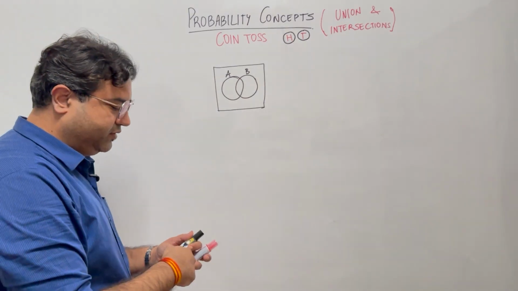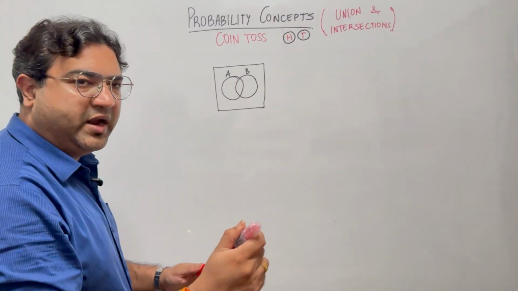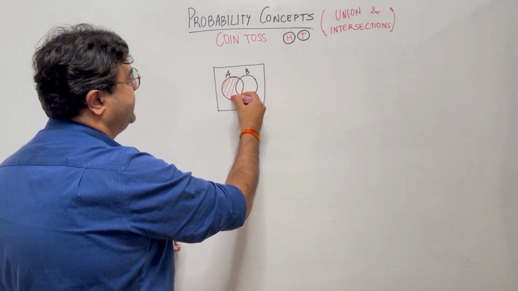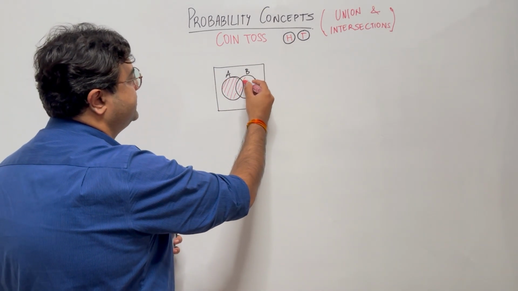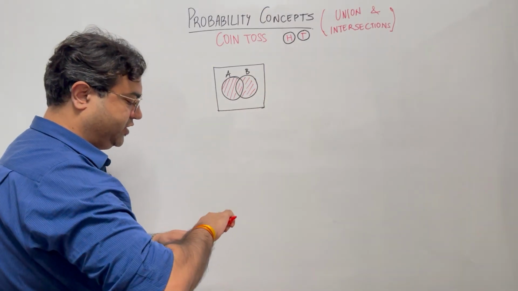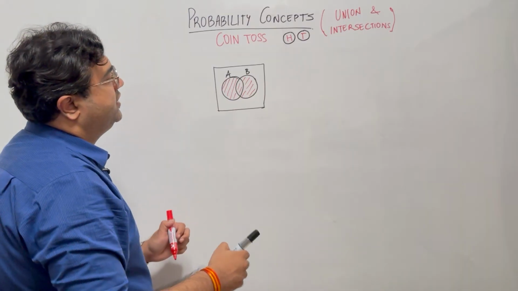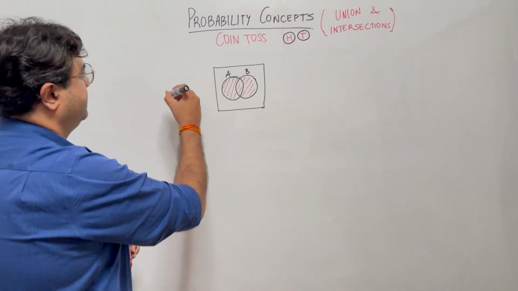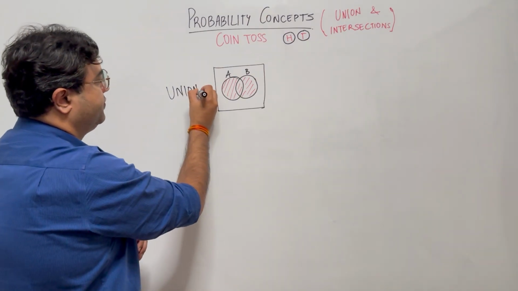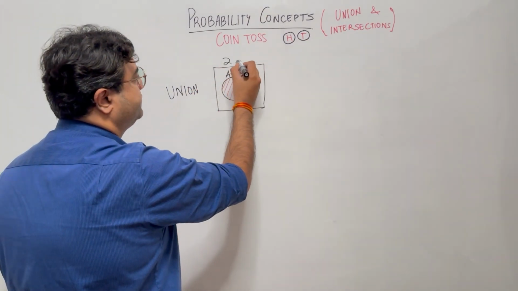So what is union? You might guess easily that it is all this area, which is inside here, and which is also inside here. So this is the union with two events.